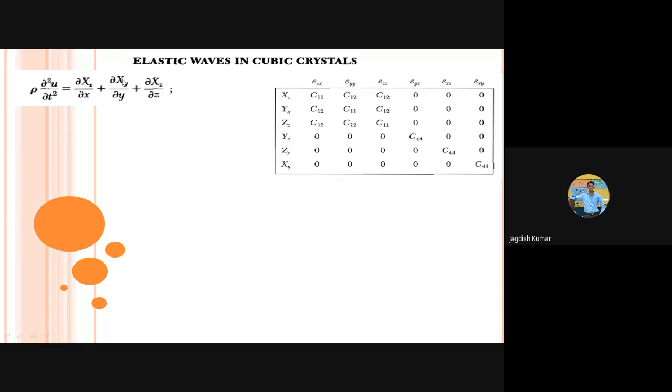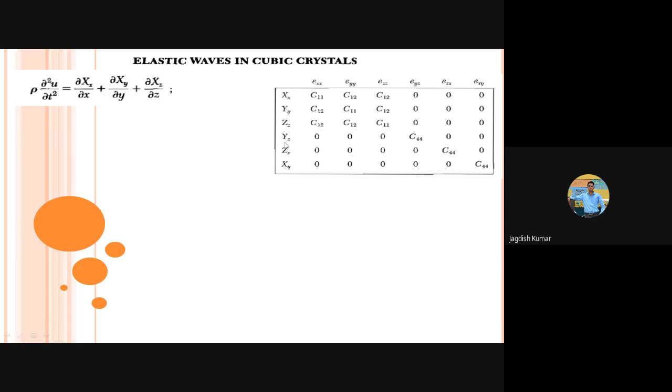What is sigma xy? You can find sigma xy written here. That is nothing but C44. You can write down these expressions in your notebook because they will be required further. If you write it down, that will be nice for you, and you can understand things well. So sigma xy will be equal to C44 into exy. What will be sigma xz?